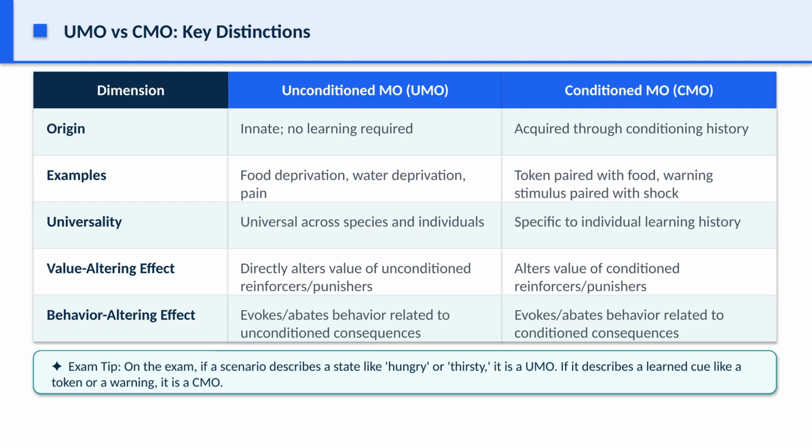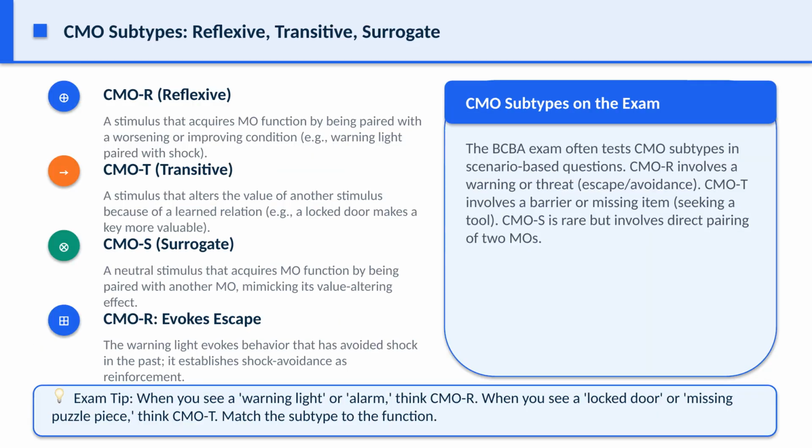Similarly, the behavior-altering effect of a UMO evokes or abates behavior tied to unconditioned consequences, whereas a CMO does so for conditioned consequences. On the exam, you'll need to recognize these origins and effects to correctly identify whether a scenario involves a UMO or CMO.